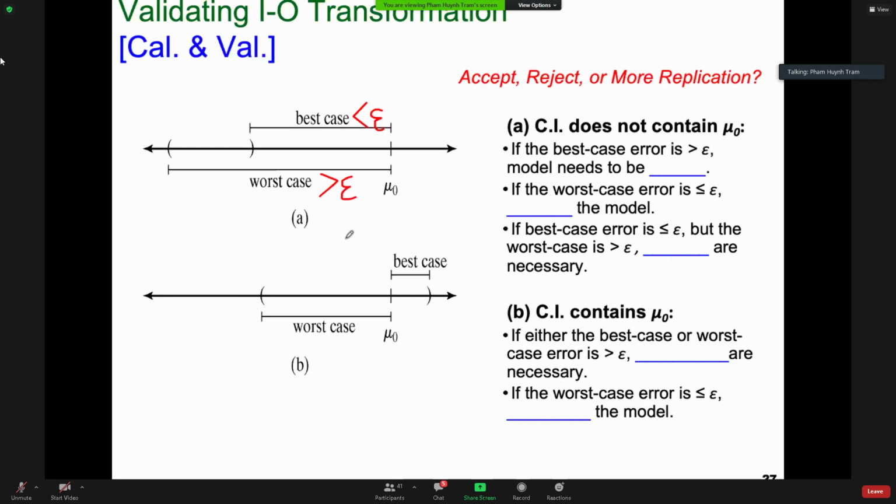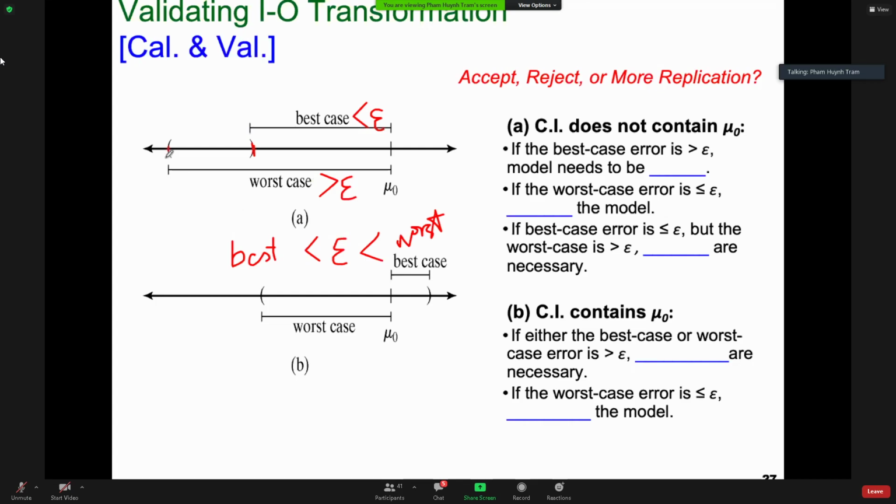Right, so we have epsilon here. Okay, our best case is here. This is our best case error, and this is our worst case error. What is your conclusion? It means that if our simulation model output falls here, smaller than epsilon, it's okay. The difference is smaller than 5 minutes. Our model is valid. But if the simulation result is here, in the worst case, larger than epsilon, then it's not good.